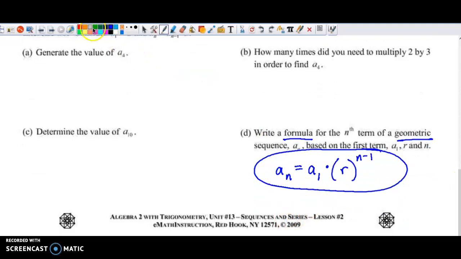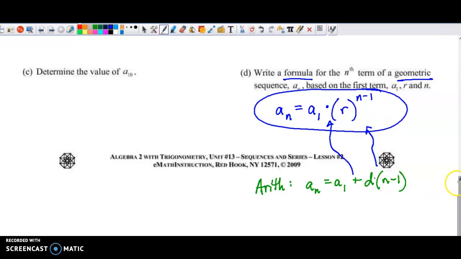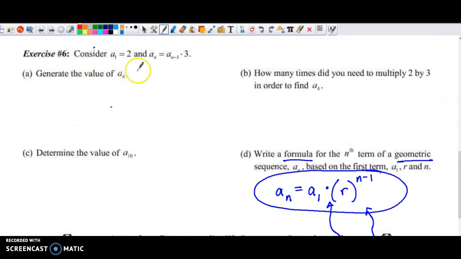I'll go ahead and write it down here in green. I'll scroll down a little bit more. That in arithmetic, notice the similarities. A sub 1, and multiplication is commutative, so I could move that d in front. So the only thing that's different is the addition for the multiplication, and then multiplication becomes an exponent. And other than that, it's pretty much the same thing. So I could use this to answer these questions.